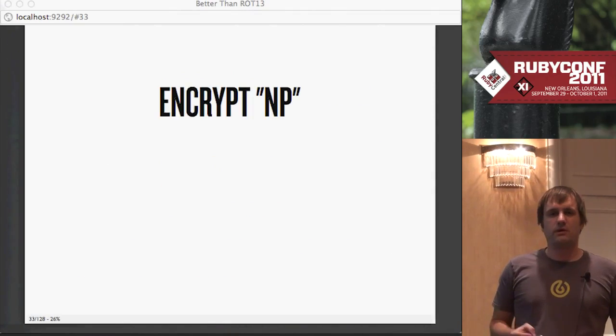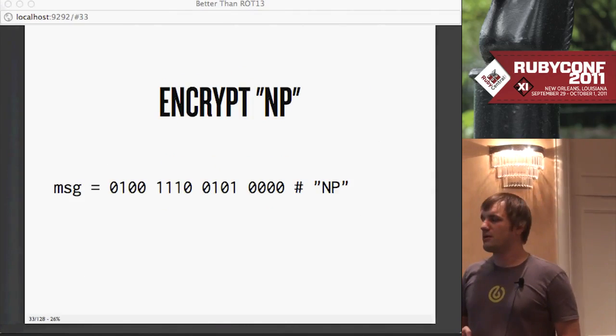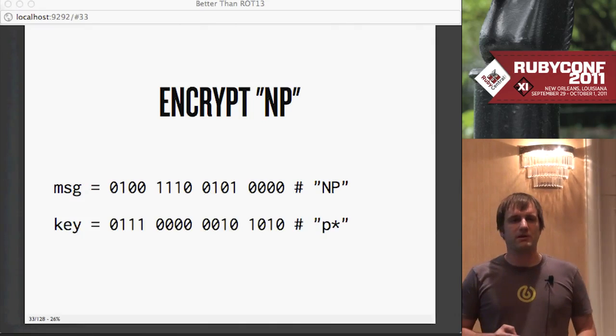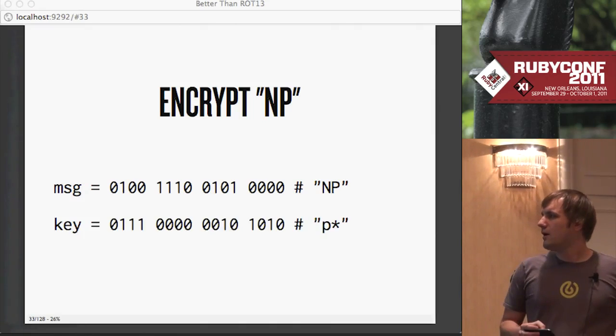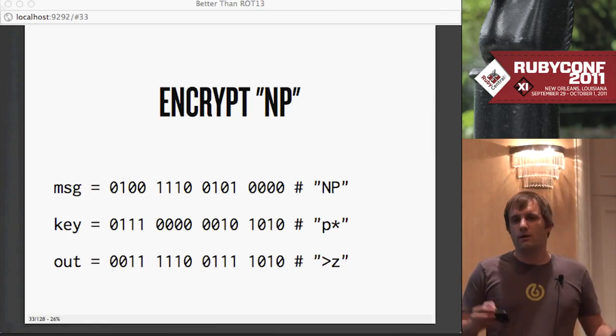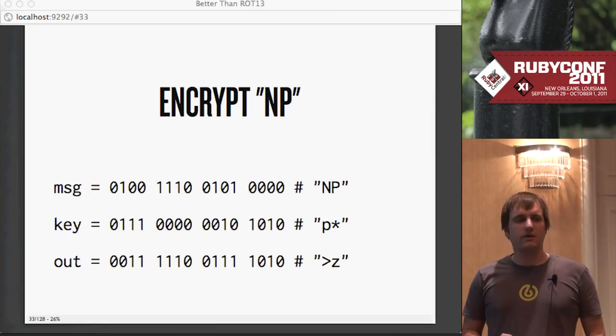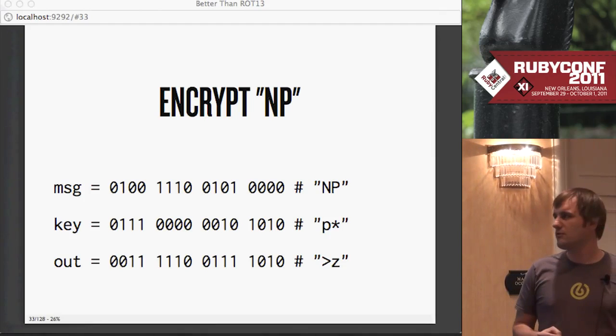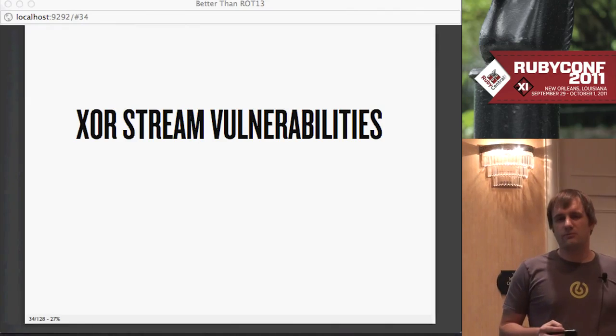So if I want to encrypt the letters NP, I convert that to ASCII, a bunch of bits. I'm going to come up with a random key, call it just P star. And if I XOR all those bits together, I get "greater than Z." I chose values that resulted in ASCII characters, but they don't have to be. They can certainly be non-printing characters. This also has some vulnerabilities.